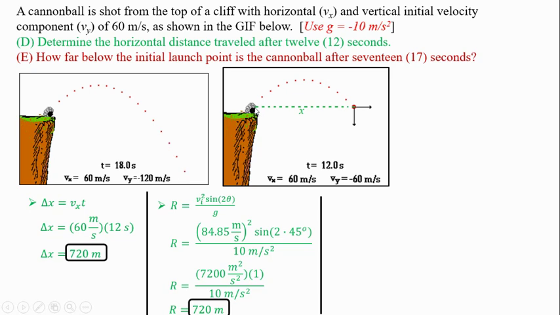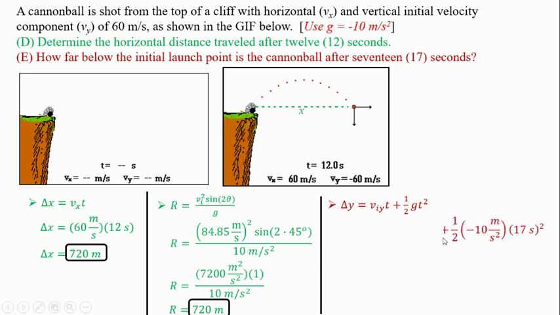So we know that based on this GIF here, at 12 seconds, it's going to go all the way back to where it was, right? And then it's going to keep on falling. Okay, so it wants to know how far below. So here, because it asks for how far below, I can just use my kinematics displacement function in the vertical direction. This is super useful.